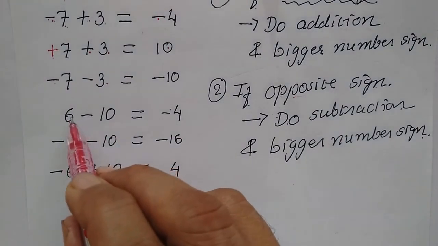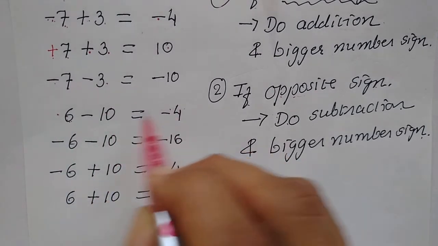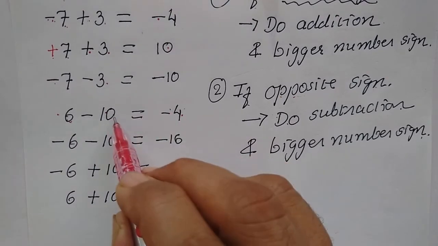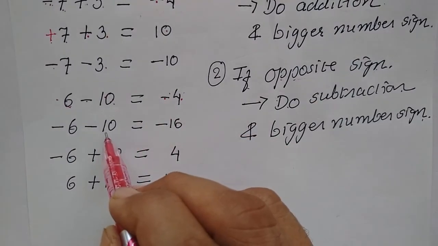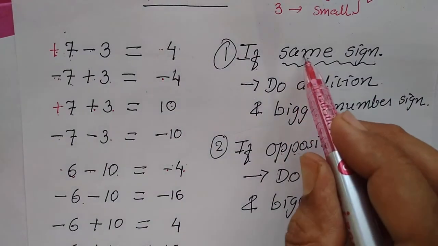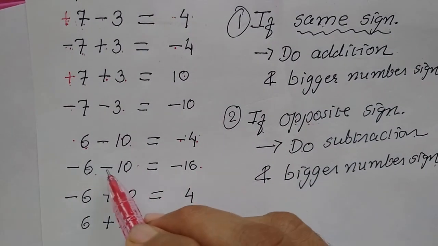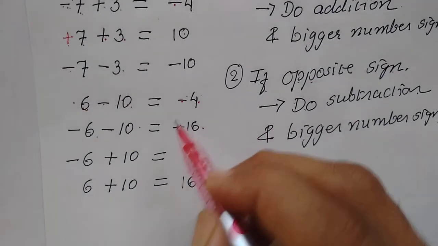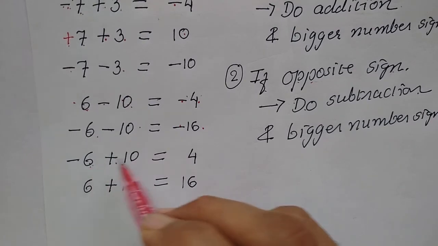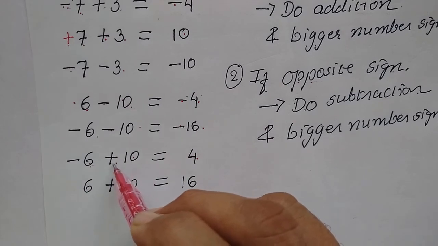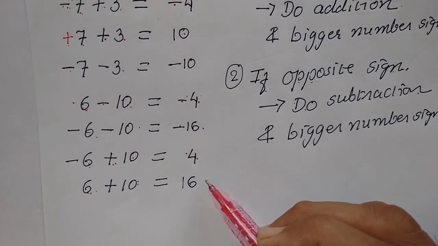These are opposite signs. 6 has a plus sign, which normally we don't write, so opposite sign, do subtraction. 10 minus 6, 4. Bigger number is 10, so this minus sign right here. Similarly, here same sign, this rule, same sign, do addition. So 6 and 10, it is 16. Bigger number sign, so this minus sign will come here. Here minus 6 plus 10, so opposite sign, do subtraction, 4. Bigger number sign is plus. Same sign, both are positive. 10 plus 6, 16 children.